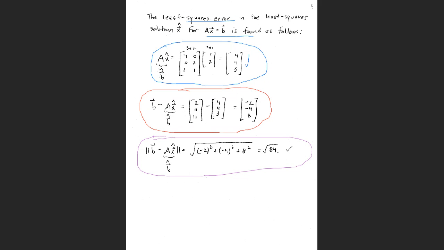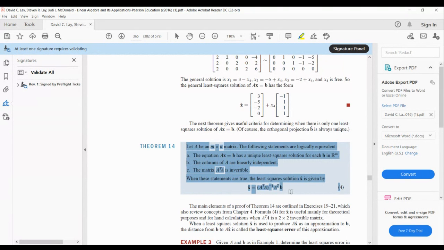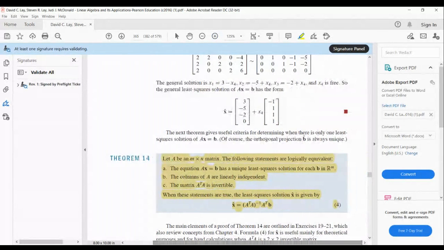Okay. So what was demonstrated here? What was demonstrated here is this theorem from section 6.5, theorem 14, and in this theorem, all these statements are logically equivalent.